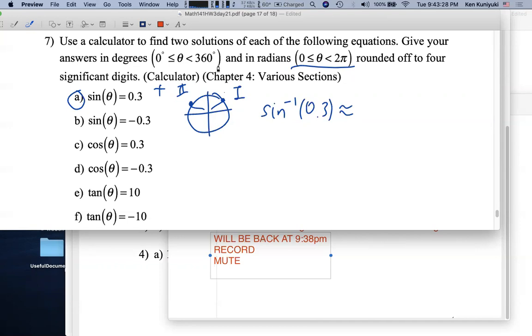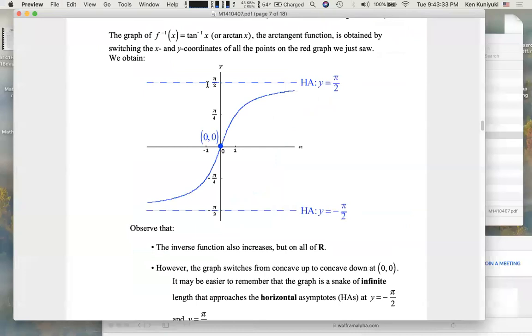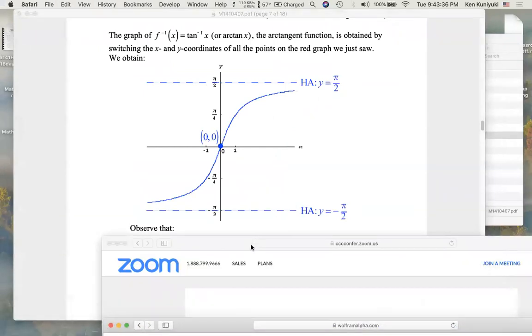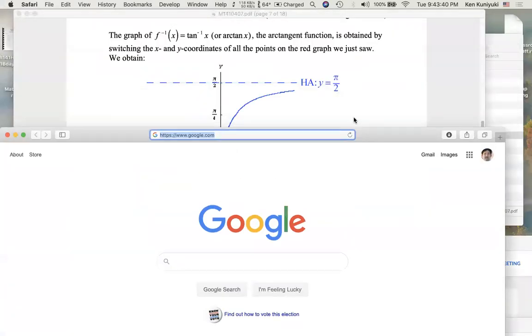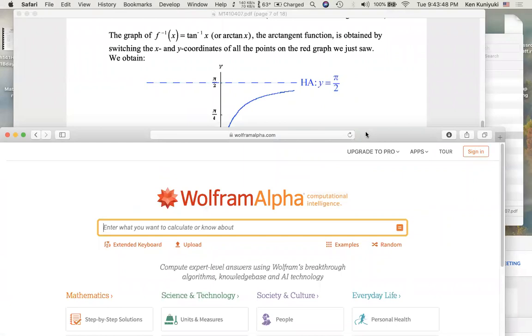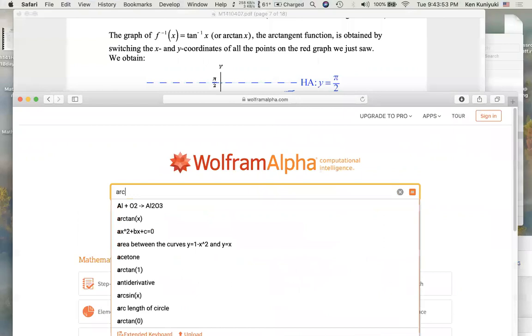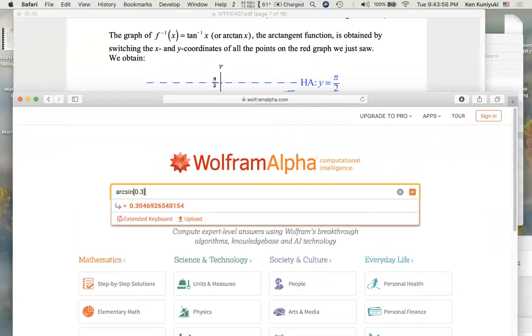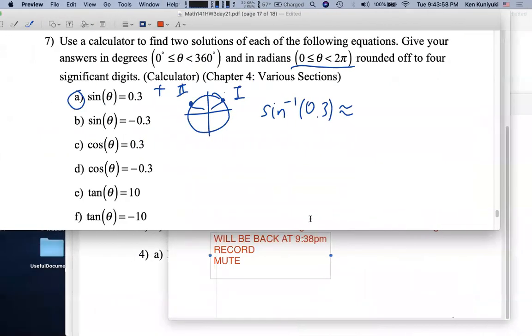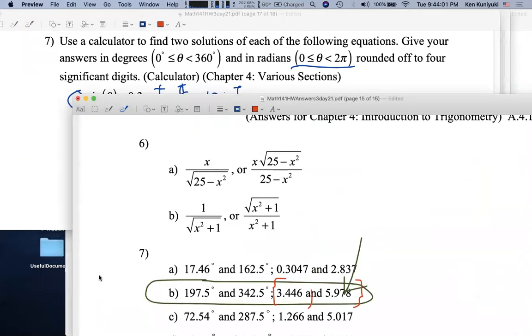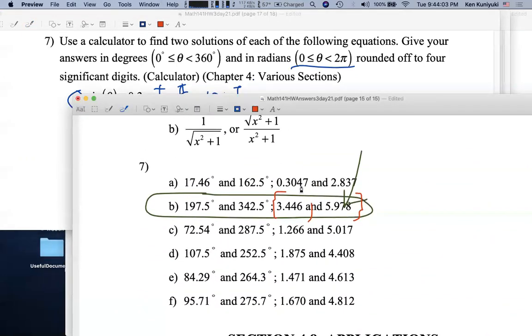And what is that in radians? I'm doing this to 4 sig figs, so I'll go to Wolfram Alpha again. Again, use sparingly. You got to show work on stuff. That's a nice tool, though. Inverse sine of 0.3, arc sine of 0.3. 0.3047. It's okay to use the answer as a guide. Yeah. 0.3047.